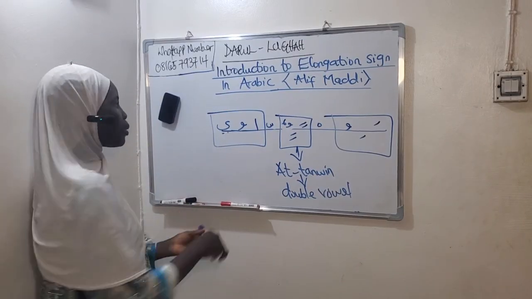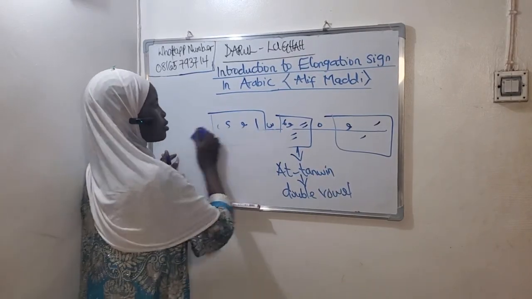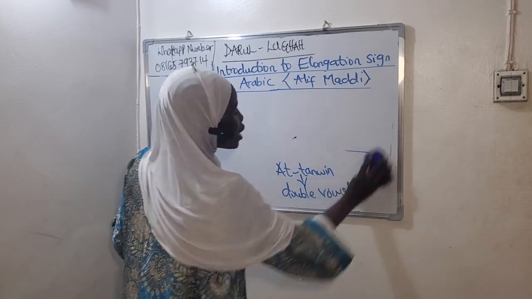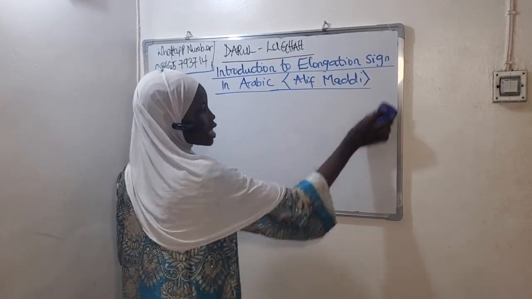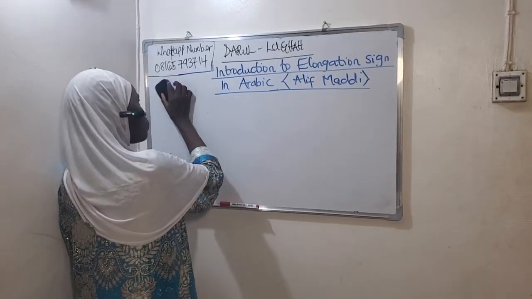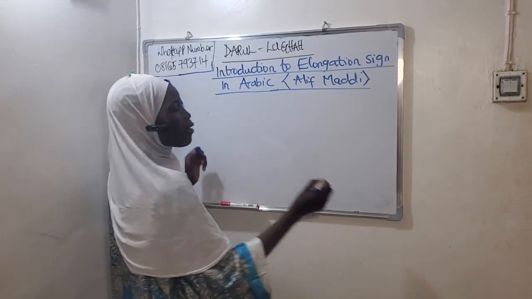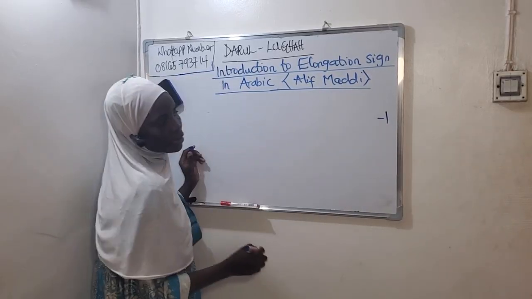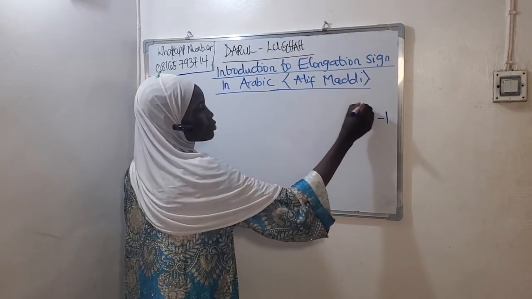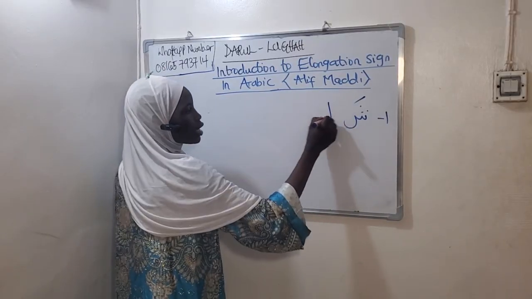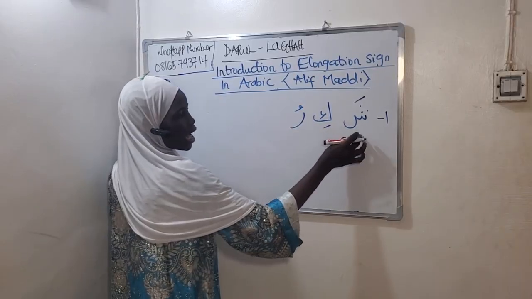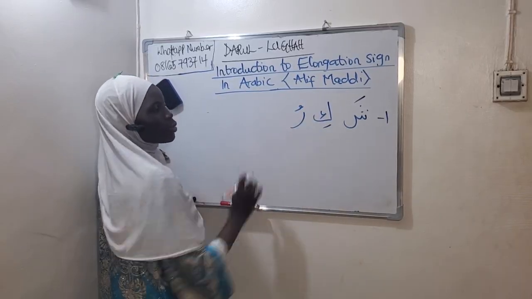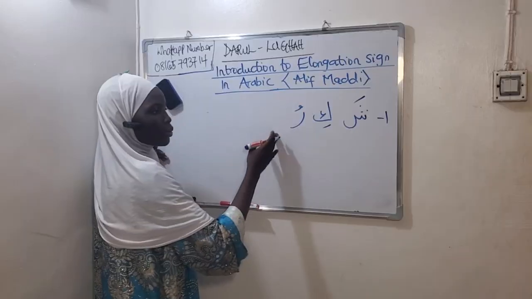Now, let's quickly do a review of our previous class before we dive into today's lesson. In our last class, we talked about the three Arabic vowels: Fatia, Kesra, and Doma. For example, number one: we have Shin, Fatia, Sha. Kaf, Kesra, Ki. Ro, Doma, Ru. That's Shakiru.